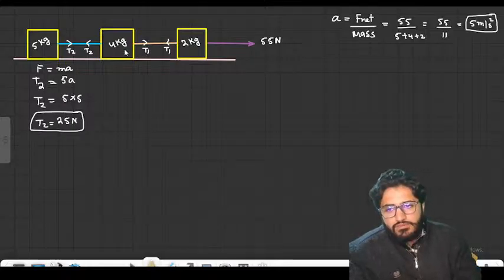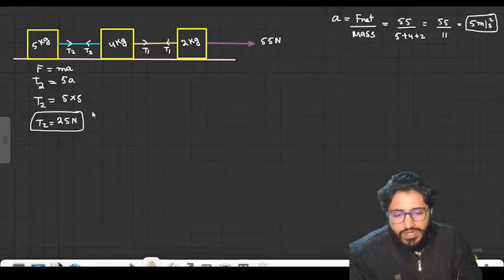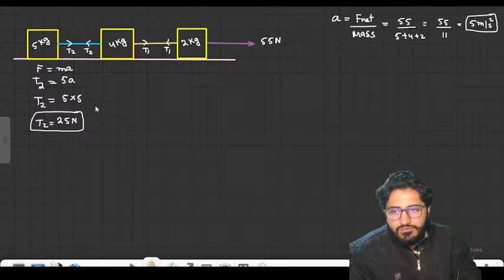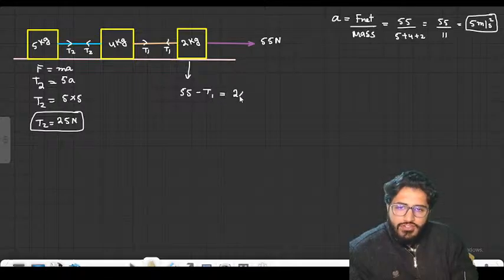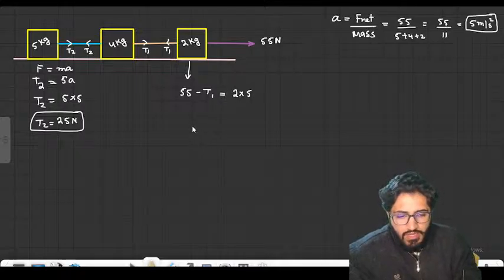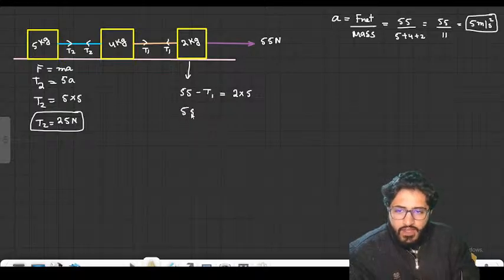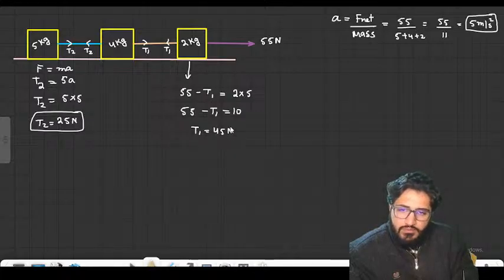Now T1. How to write T1 now? Look, we can take this box, right? I can write 55 Newton minus T1. Mass is 2, acceleration is 5. Okay, so it is 55 minus T1 equals 5 into 2, which is 10. So my T1 came out to be 45 Newton.